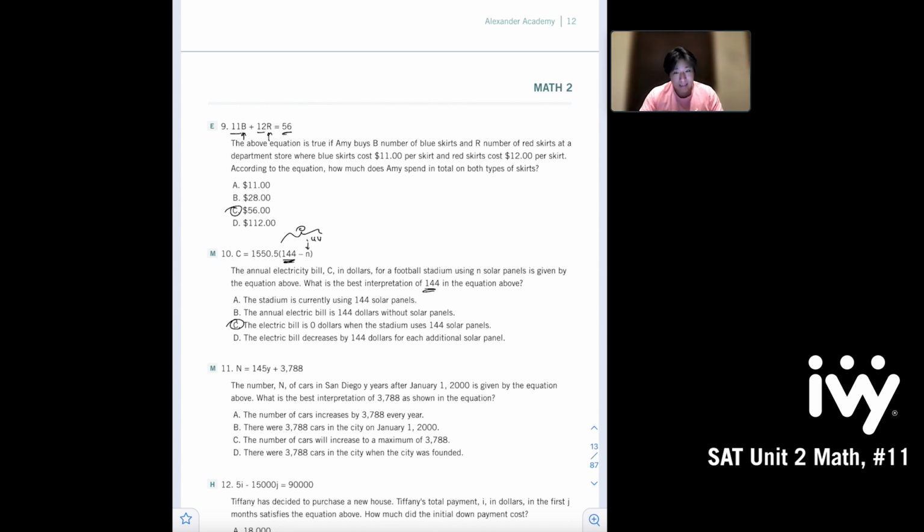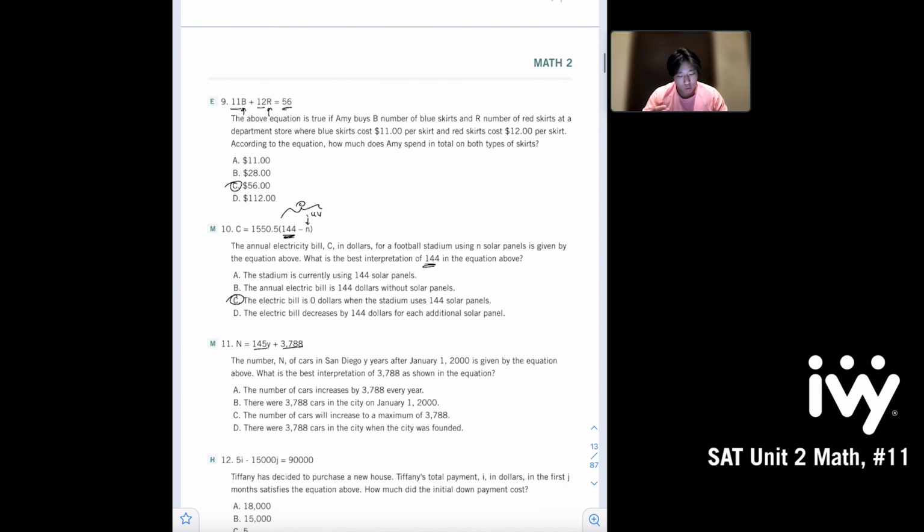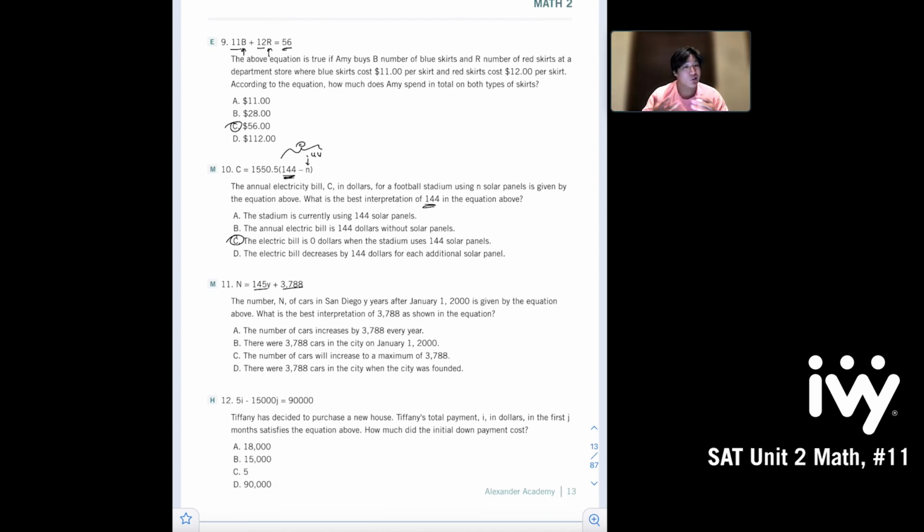So we see that 145 is our incremental change, 3,788 is our starting point. So if we're looking for the best interpretation of 3,788, that's going to be our starting point, which we know to be on January 1st, 2000. So the number of cars was 3,788 in the city on January 1st, 2000, or B in this case.